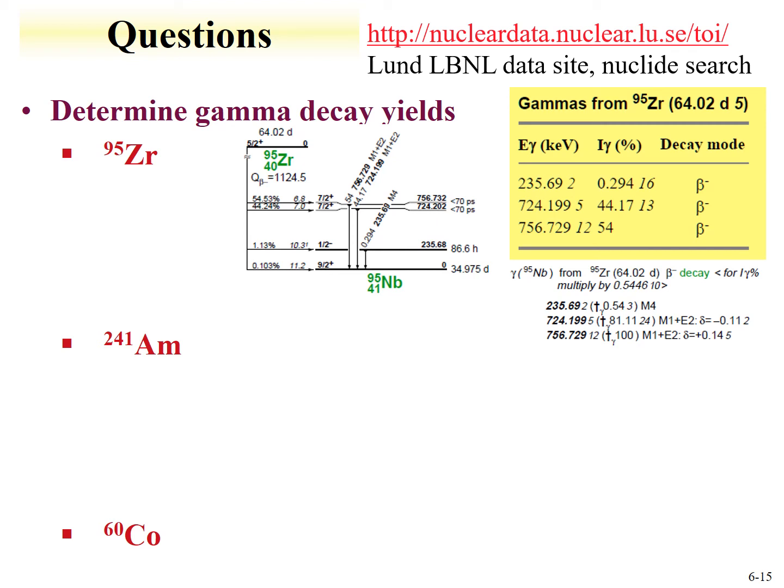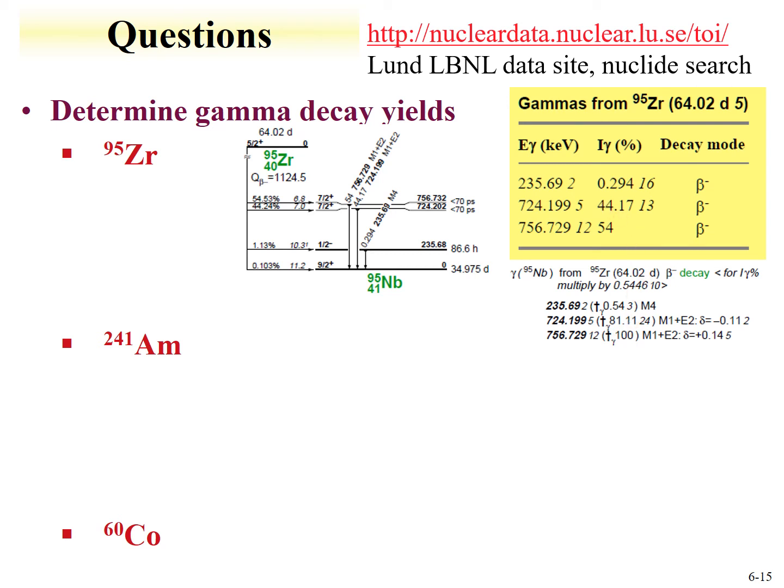You can also get the gamma decay yields from the table of the isotopes. So for instance, here's the gamma decay of zirconium-95 going to niobium-95. So it's really populating the excited niobium-95 state. And we can get the photon intensity by multiplying the numbers in these brackets by the value that's listed here. So 0.5446 multiplied by 100 gives us our 54%, and 81.11 multiplied by this value gives us the 44%.